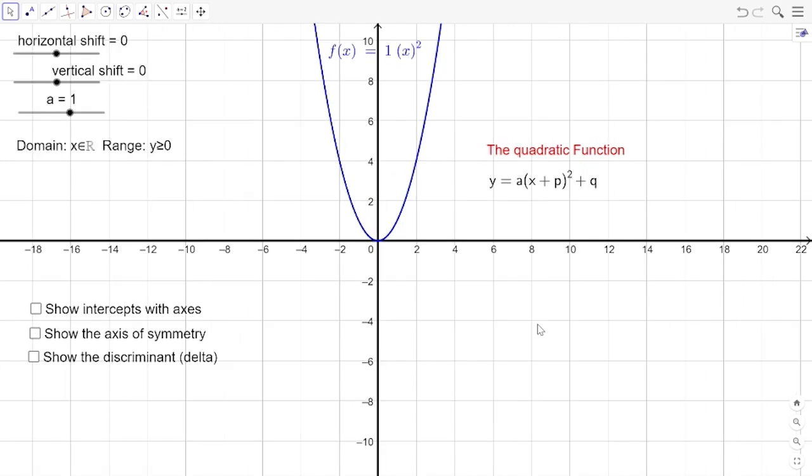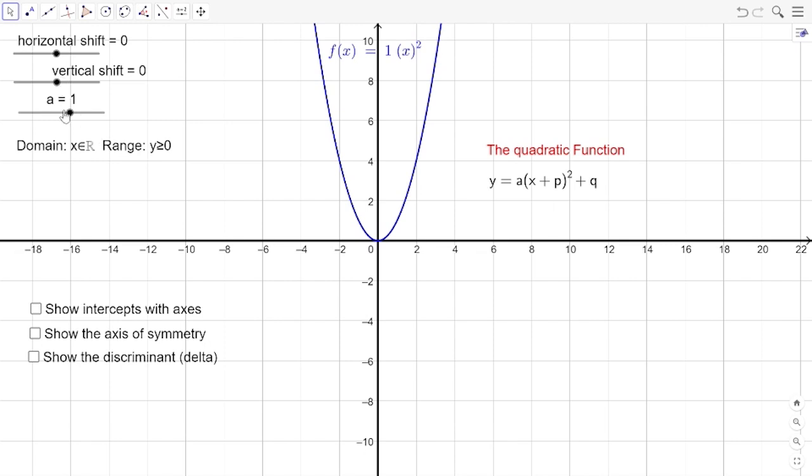Okay, we're going to talk a little bit more about the quadratic function because we're now going to look at it in an alternate form. Some people call this the turning point form. We get from the standard form to this form by completing the square, and that's a really important skill. But let's just have a look now.